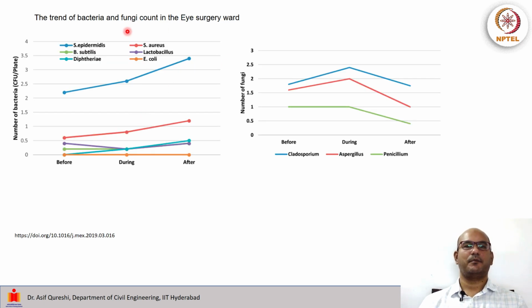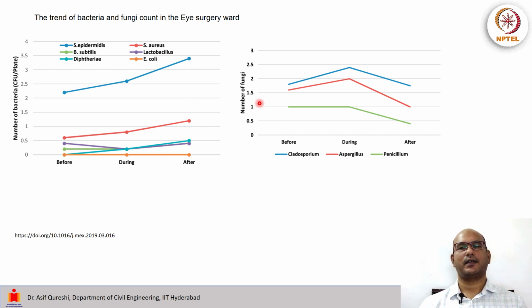Here we have an example of the trend of bacterial and fungal count in the eye surgery ward. We start with the initial number, colony forming units per plate, and when the eye surgery is happening, for some of them there is an increase during the activity, and then after the activity there is a continual increase.